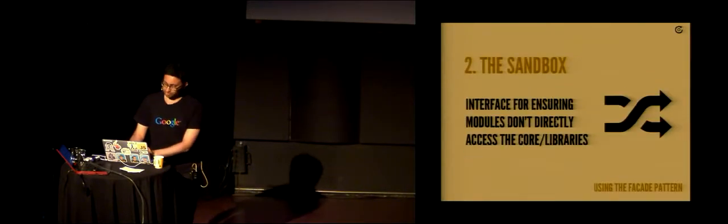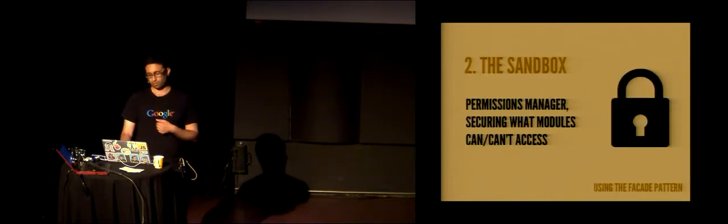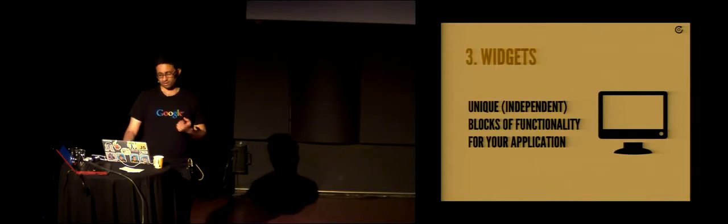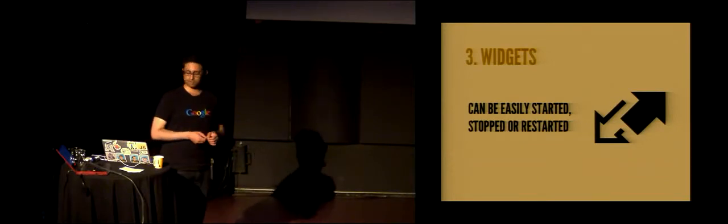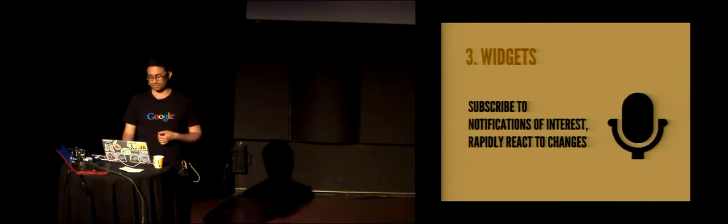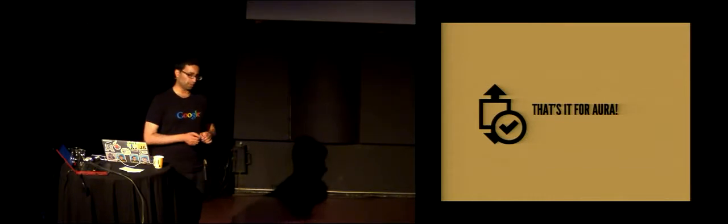Right. So we've gone through the sandbox. We've gone through the fact that it's an interface for ensuring that modules don't directly access the core. We've gone through the idea of it handling permissions as well. Widgets, I think we've pointed out, are unique for your application. They can be easily started, easily stopped, and easily extended as well. And modules are unique blocks of code that can be loaded, unloaded, or easily reused. That's really it for Aura. But I'm hoping that it's the beginning of something exciting.